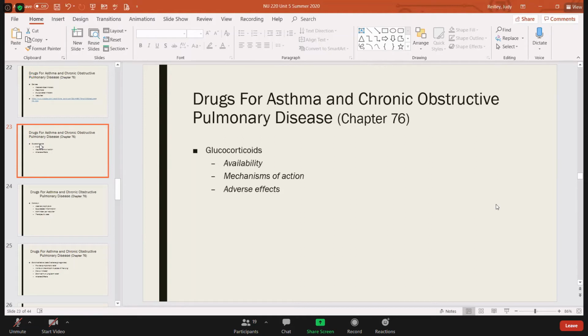You also can see that they have hoarseness to their voice and speaking difficulties. In children, it can slow their growth. Adrenal suppression can occur with patients using the glucocorticoid steroids. Long-term use, again, remember, promotes vitamin D and calcium loss, which increases their risk for osteoporosis. And long-term use also creates cataracts and glaucoma.